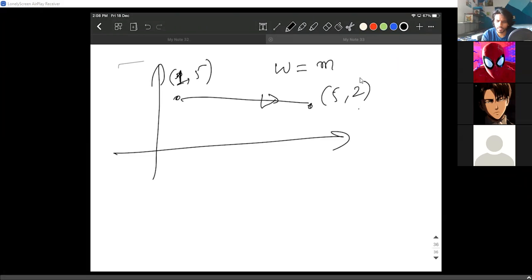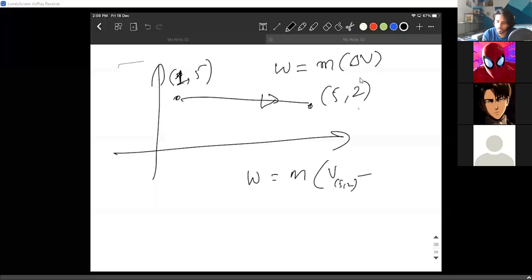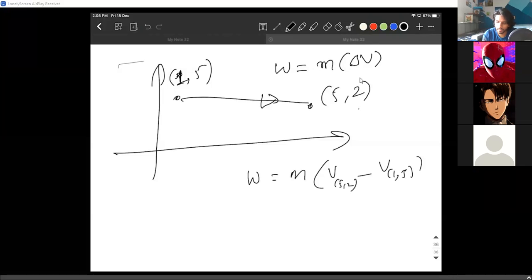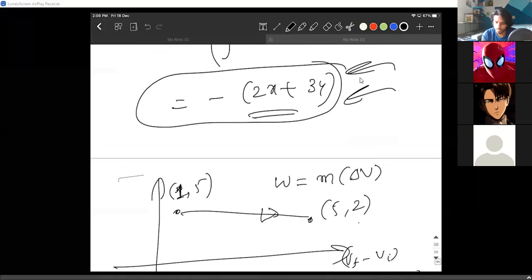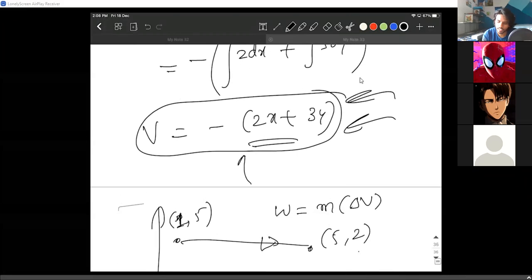First of all, work done is nothing but mass into potential difference. So work done equals mass into potential at 5 comma 2 minus potential at 1 comma 5, V final minus V initial, right? Yes, sir. Now, how do you find potential at 5 comma 2, 1 comma 5? First of all, we have this equation. You already have the equation for potential. So just put those x, y values in this thing.